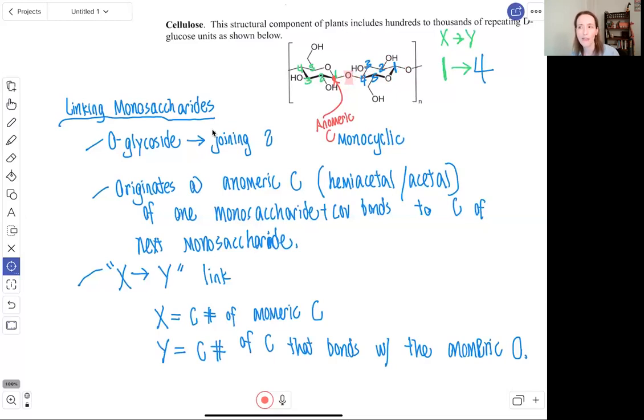And cellulose is formed by hundreds or thousands of repeating glucose units that are linked in this 1,4 pattern. So we could keep repeating this pattern over and over again to get the structure of this biomacromolecule. So that is how we would go about doing this.